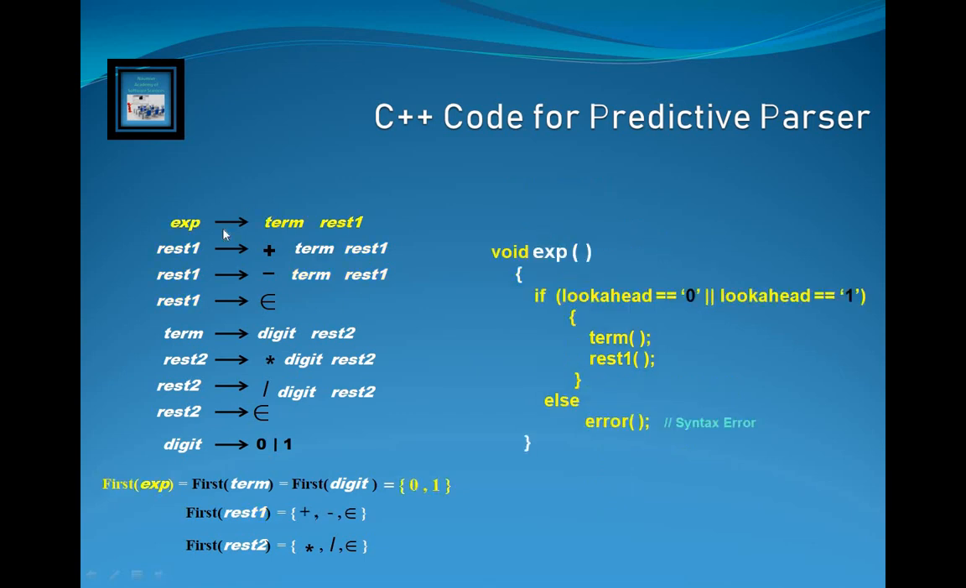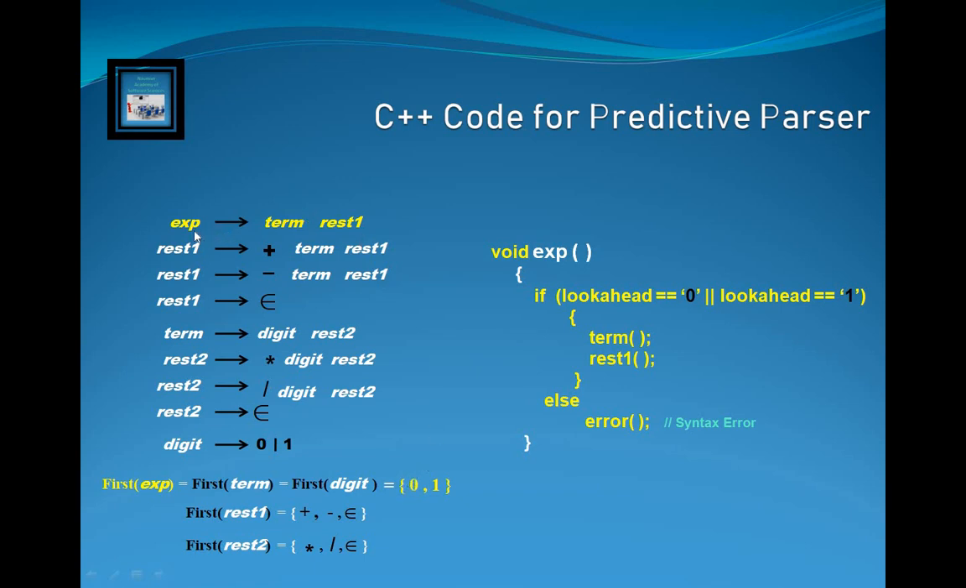How can we write that? Here there is only one production of exp. Exp can have the form of term rest1, which means the right side of the production has two non-terminals. The first one is term and the second non-terminal is rest1. In the recursive descent parsing approach, for each non-terminal there is a function. So whenever you come across a non-terminal, there is always a function call for that non-terminal.